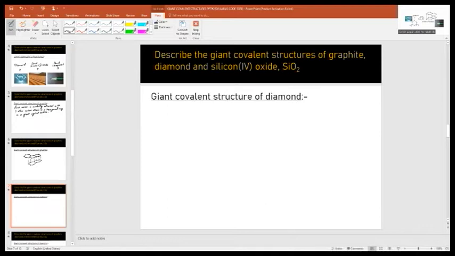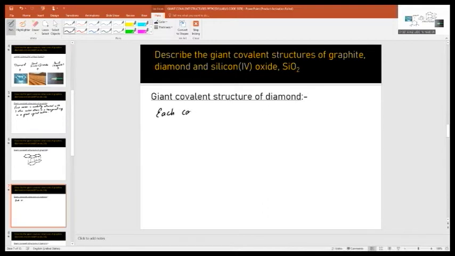Now let's talk about diamond. In diamond, each carbon shares electrons with 4 other carbon atoms, forming 4 single covalent bonds. So we can write: each carbon is covalently attached with 4 other carbon atoms.